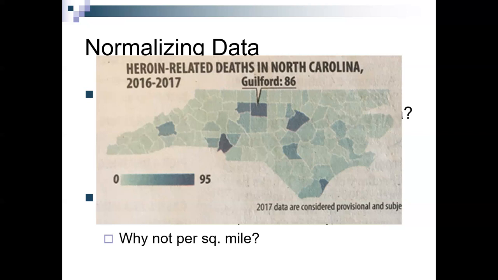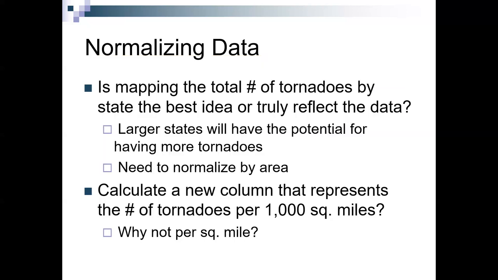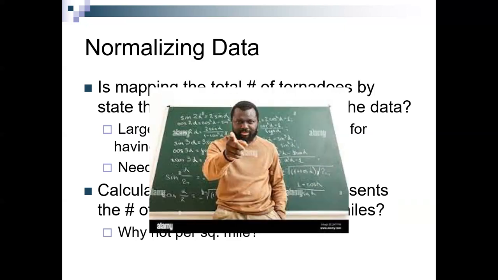Can you calculate brand new columns in Excel? We just did, right? Didn't we just make a new column? Hey, let's call it ZScore. Let's call it upper. Let's call it lower. Let's call it anything. So we can make new columns. We can do the same thing in ArcGIS Pro. And so when we normalize, mapping the total number of tornadoes by state, no, we want to calculate a new column. Then why not per square mile?